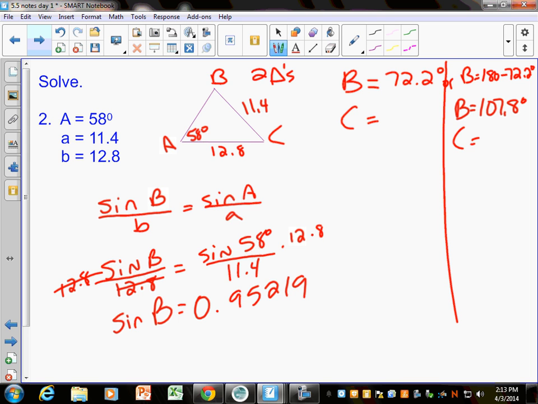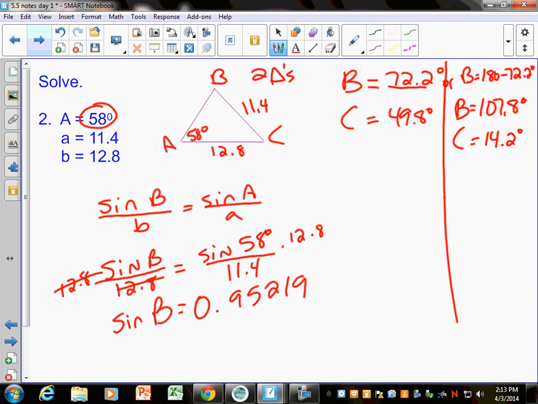How do we know if it works? When you find angle C, that's how you know. If you take 58 and 72.2 and subtract from 180, you're going to get a third angle for that triangle, right? You get 49.8 degrees. That's a triangle. That's good. What about on this one? Does it work? If you add 107.8 plus 58, can you still subtract from 180 and get another angle? Yes, you can. It's a very small angle, but it's 14.2 degrees.